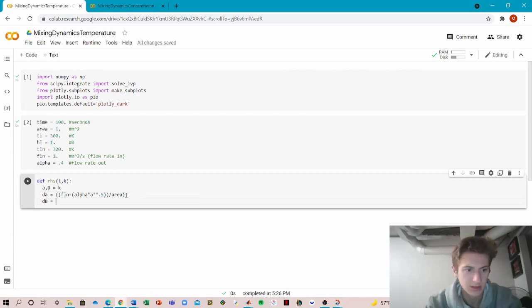dB equals, there's going to be a lot of parentheses in this one, so I'll get that out of the way. I might need to go back and do more. En minus, times Fn, flow rate in, sorry for the tongue clicking. Then we'll do minus A minus B times alpha times A to the 1/2.